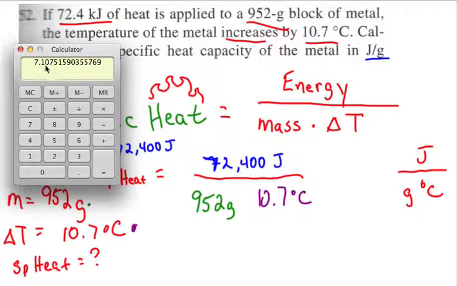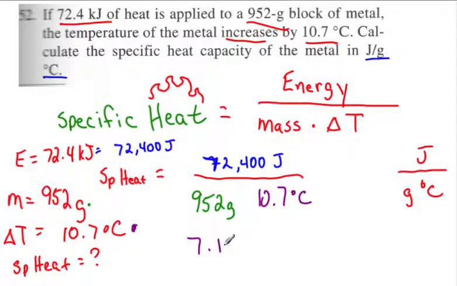For sig figs, if it's 72.4 here, 952 here, and 10.7, those all have 3 sig figs to them. That's the numbers I'm working with. So I need my answer to be 3 sig figs. So the answer would be 7.11. The 0 rounds up to 1.